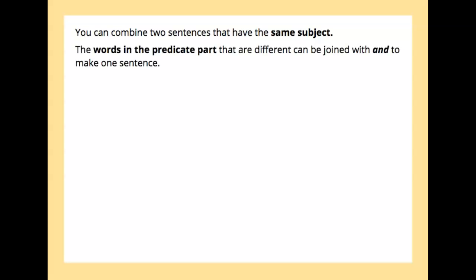In today's lesson, you will learn to combine two sentences that tell about the same subject. You can combine two sentences that have the same subject. The words in the predicate part that are different can be joined with the word and to make one sentence.